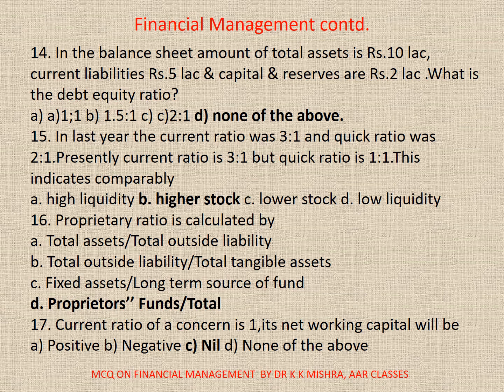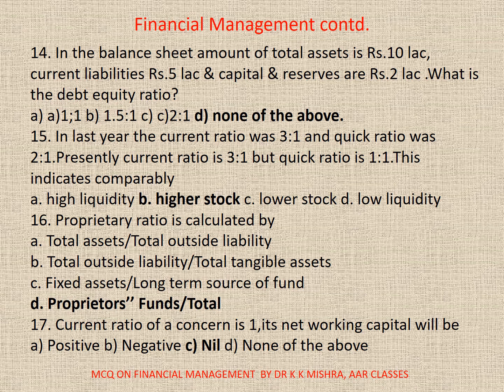15. In the last year, the current ratio was 3:1 and quick ratio was 2:1. Presently, current ratio is 3:1, but quick ratio is 1:1. This indicates comparably B, higher stock. 16. Proprietary ratio is calculated by, correct option is D, proprietor's funds upon total assets.